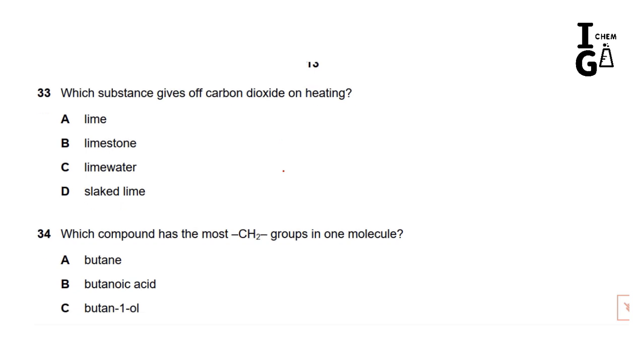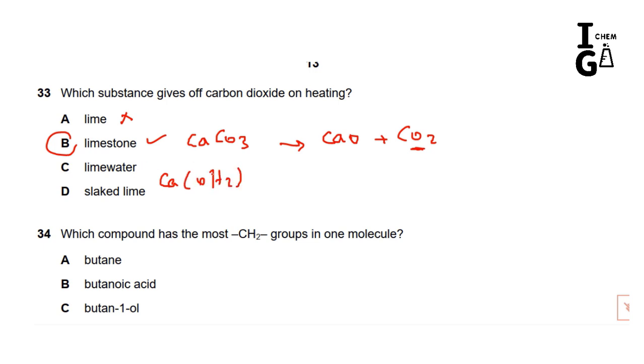33. Which substance gives off carbon dioxide on heating? Guys, here we have lime. Lime is calcium oxide, so this is not correct. Limestone, basically, is calcium carbonate. Decomposition of this calcium carbonate produces calcium oxide plus carbon dioxide. So this is the correct answer here. And for lime water and slaked lime, actually they are the same, Ca(OH)2, but lime water is aqueous and slaked lime is a solid. So the correct answer is only limestone. Okay.